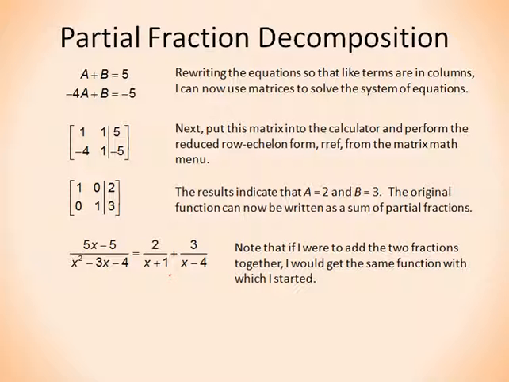And if I go through and add these fractions back together, finding the common denominator and adding the fractions, I will get this function back again. But this is my sum of two simpler fractions that equals the same thing as the original rational function.